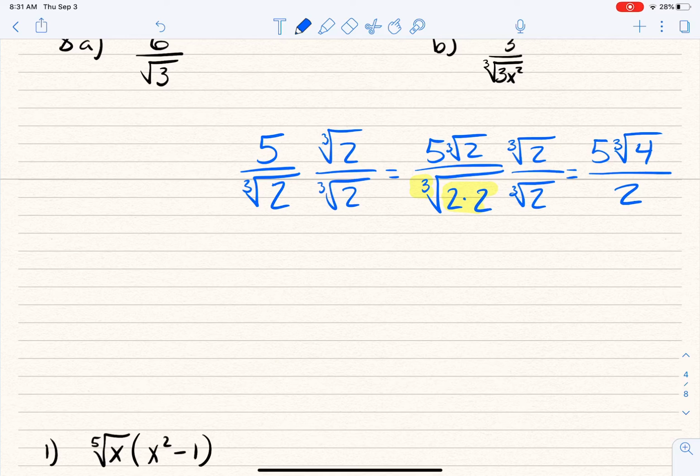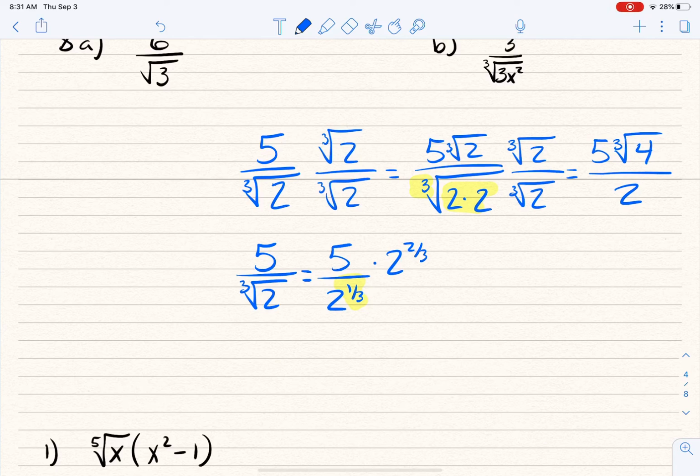But now if I look at that in terms of rational exponents, it's actually really easy. I'd say 5 over the cubed root of 2 is the same thing as 5 over 2 to the 1/3. And all I have to do is ask myself, well, what do I have to multiply the top and bottom by to make that value, that 1/3, a whole? And it would be 2/3. So I'd multiply the top and bottom by 2 to the 2/3.